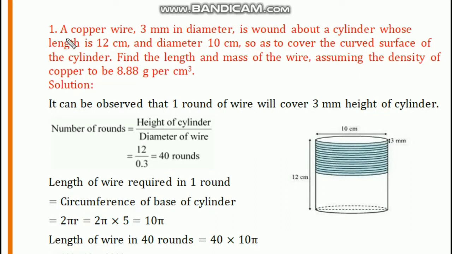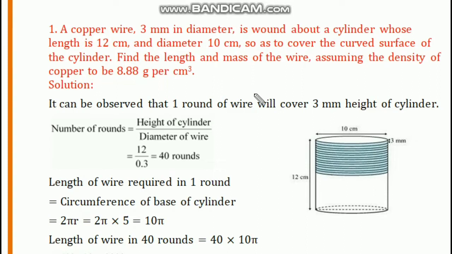Students, let's discuss exercise 13.5. First sum. A copper wire 3 millimeter in diameter is wound about a cylinder whose length is 12 centimeter and diameter 10 centimeter so as to cover the curved surface area of the cylinder. Find the length and mass of the wire, assuming the density of copper to be 8.88 gram per centimeter cube. Actually, here we need to find out the length and mass of the wire.